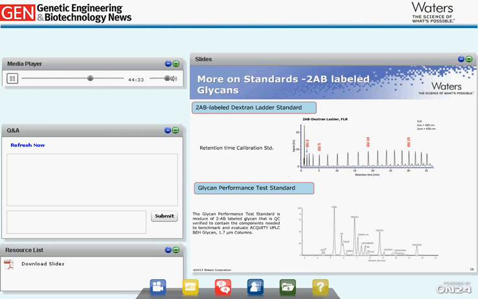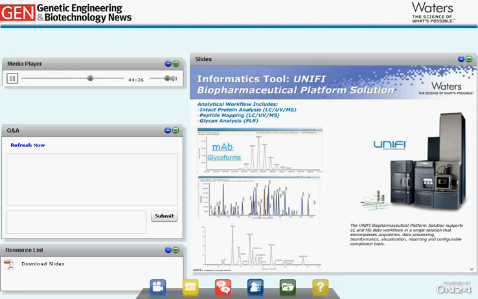And the last thing I want to touch upon is the informatics tool from Waters. This is the unified biopharmaceutical platform solution. The UNIFI biopharmaceutical platform solution supports LC and MS data workflow in a single solution that encompasses data acquisition, processing, bioinformatics, visualization, reporting, and configurable compliant tools.